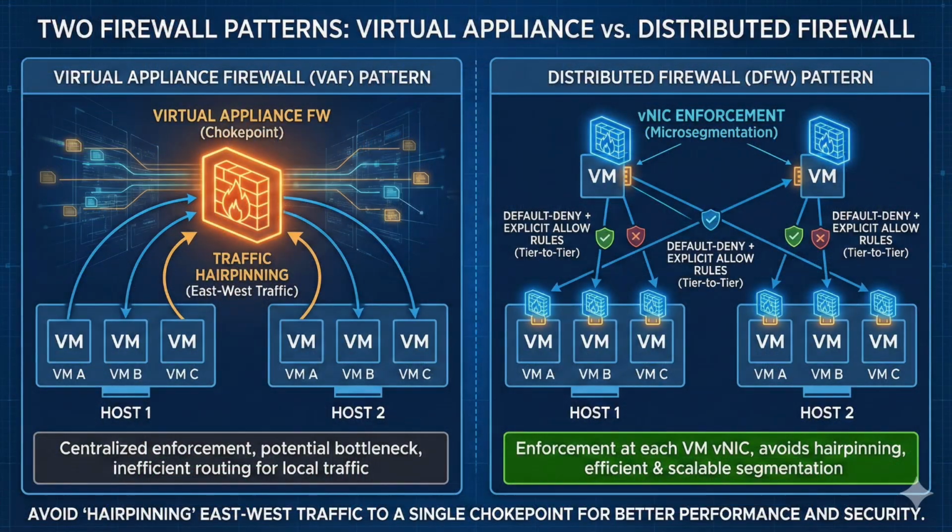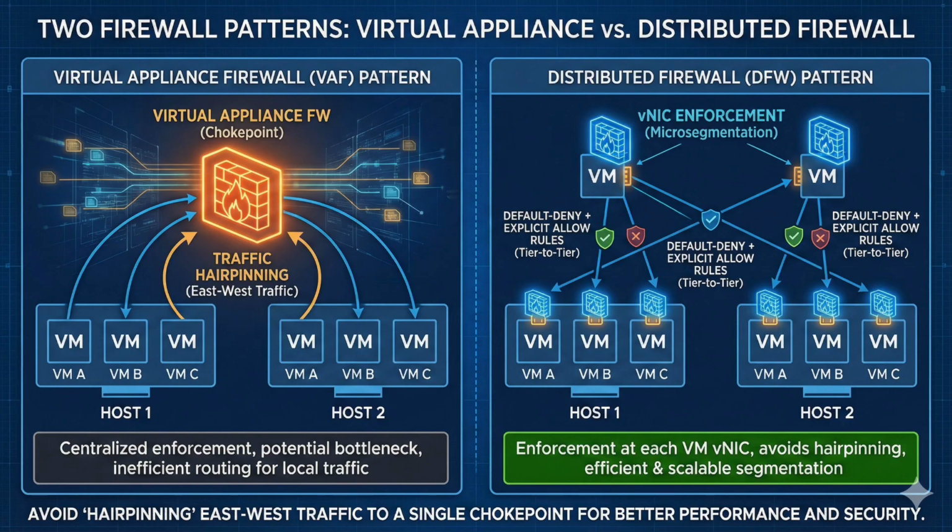Next, let's introduce virtual firewalls, because VLANs alone don't answer: who can talk to whom, on which port? There are two common patterns. The first is a virtual firewall appliance, a firewall that runs as a VM and routes traffic through itself. That can work, but it often requires hairpinning east-west traffic to a choke point, and that can become a bottleneck as VM to VM traffic scales.